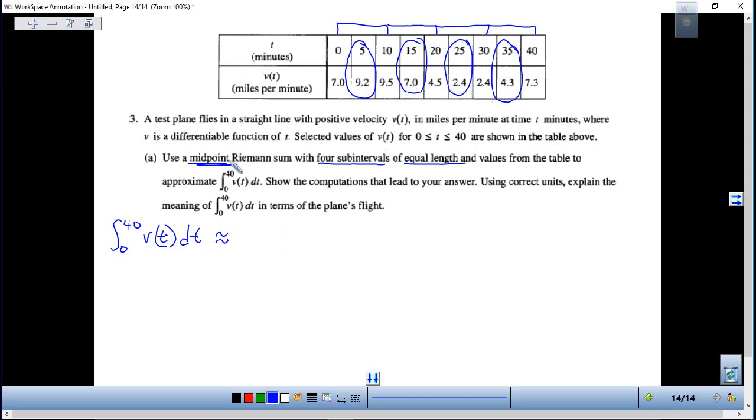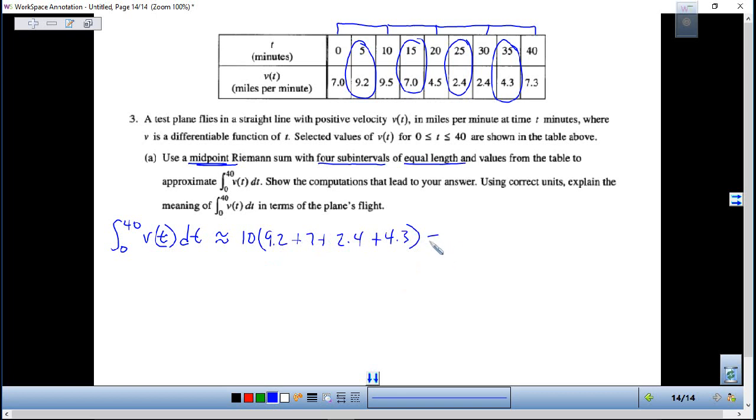So to find our Riemann sum, guys, you can do this in multiple ways. I'll show you both ways real quick. The first way is the way that we've talked about, since it's a common and equal width of the subinterval, where I'm going to write it down first, then I'm just going to add these heights. So 9.2 plus 7 plus 2.4 plus 4.3.